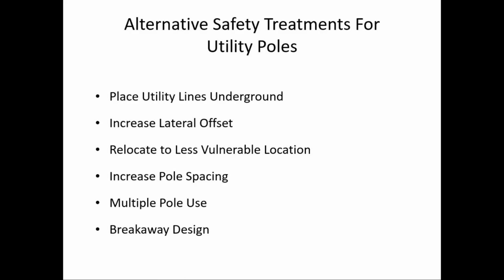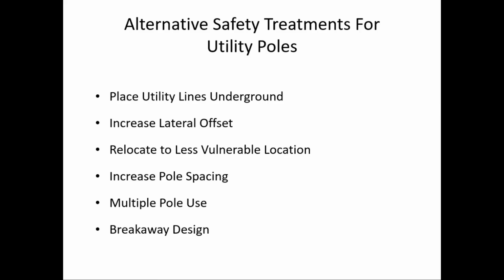Here are some alternative safety treatments for utility poles. We can place utility lines underground, and I'm aware a number of new developments around the country. This is in fact what they do, putting the lines underground. To do that, I think for existing situations, of course, becomes very expensive, so cost is an issue. But that's one way to get rid of the utility poles along the road, is place the utility lines underground.